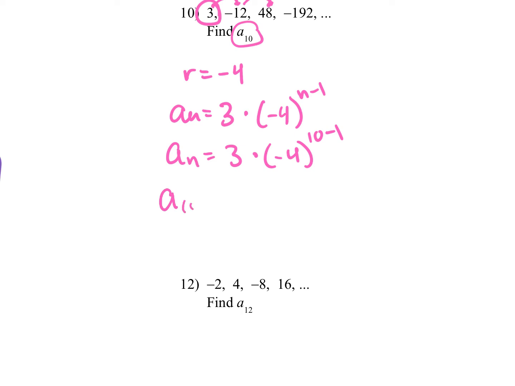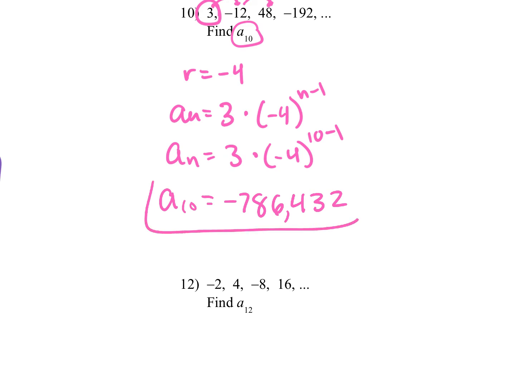So for the 10th term, we just plug this into our calculator. If you have a negative number that you're taking the exponent of, make sure you put it in parentheses. So -4 in parentheses to the 9th power times 3. So we get -786,432.